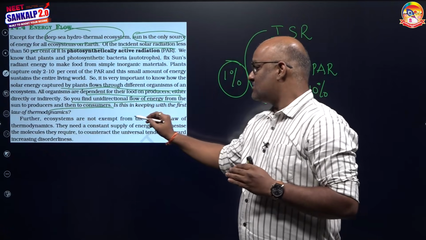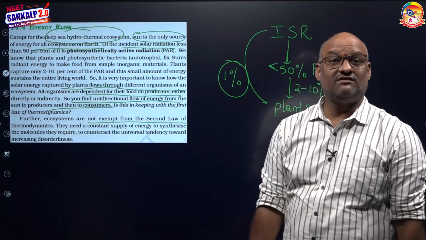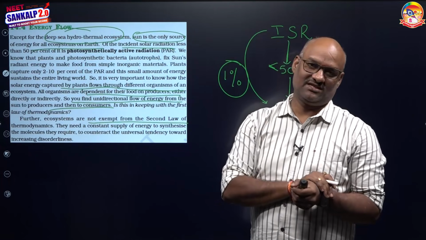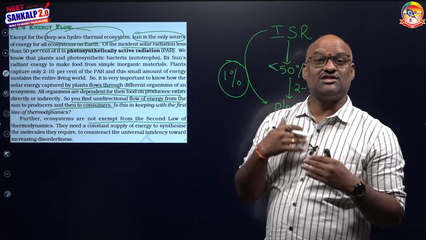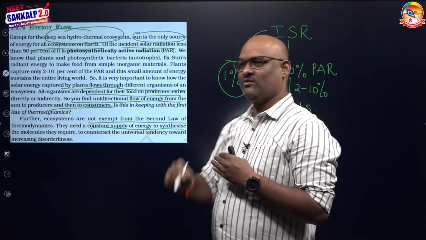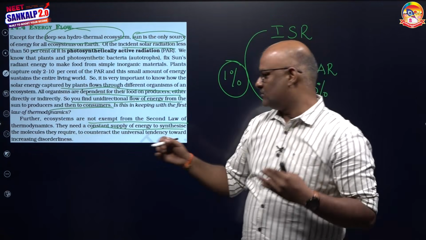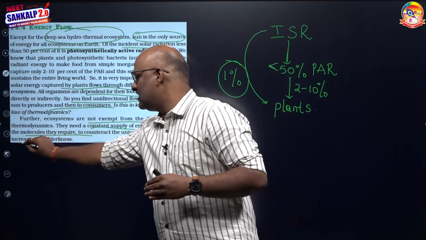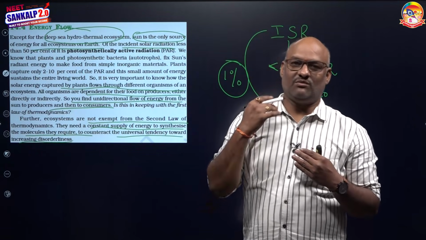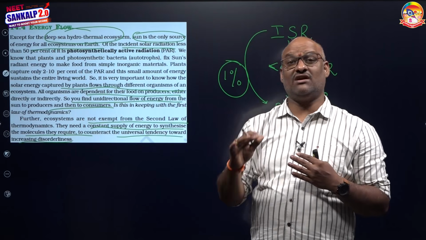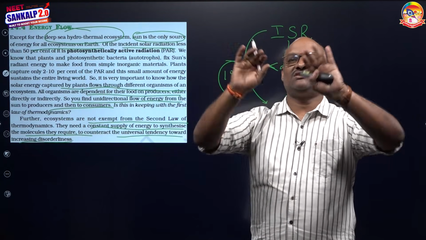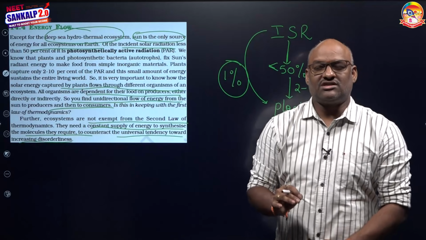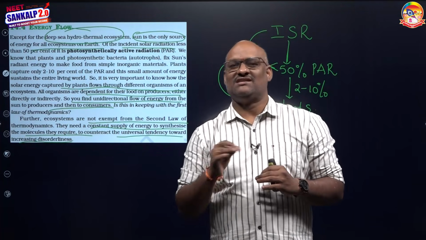Further, ecosystems are not exempted, very important, from the second law of thermodynamics. Every ecosystem has to follow the second law of thermodynamics, because for the ecosystem to function, a constant supply of energy is always required. Why? Because new molecules have to be synthesized to counteract the universal tendency towards increasing disorderliness, because as the number of organisms present in the ecosystem gradually increases, the disorderliness also gradually increases. So to counteract the disorderliness, a constant supply of energy has to be provided, and this is the second law of thermodynamics. So all ecosystems have to follow both the first law as well as the second law of thermodynamics.